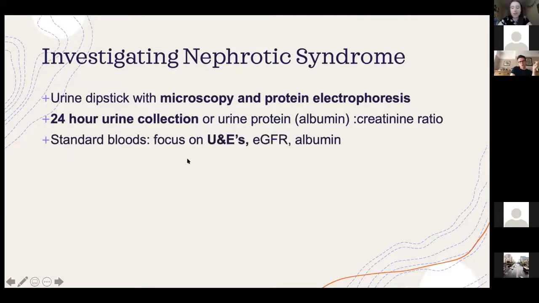You always do your standard bloods, of course, full blood count, LFTs, CRP, the standard ones, but with particular focus on your UNEs and your EGFR especially.